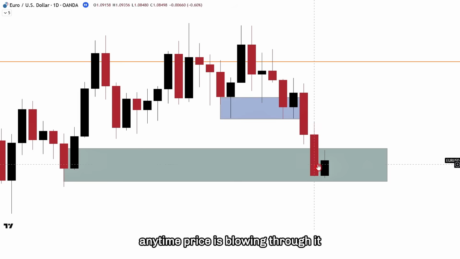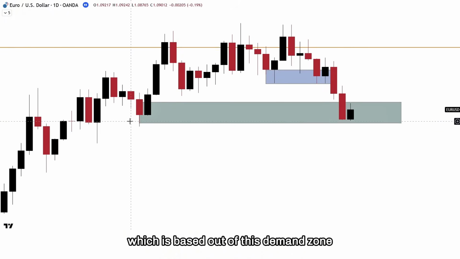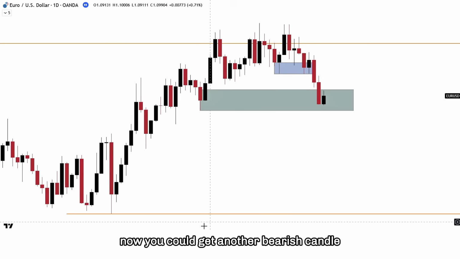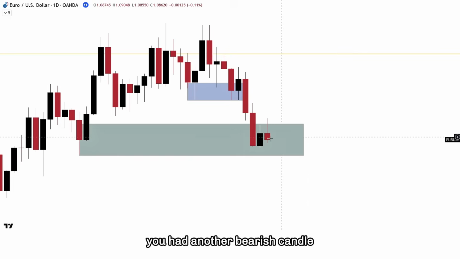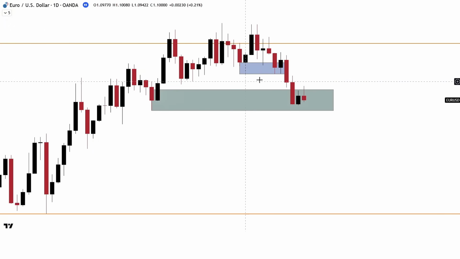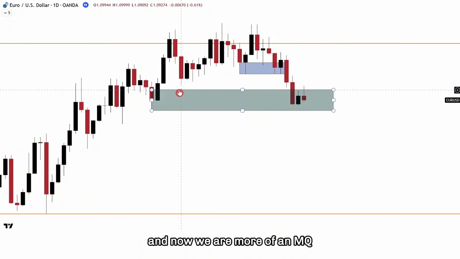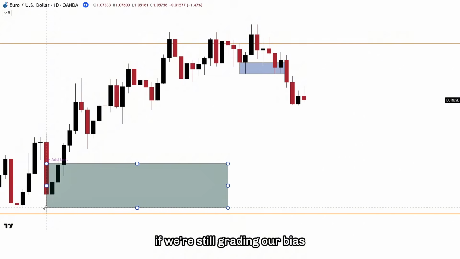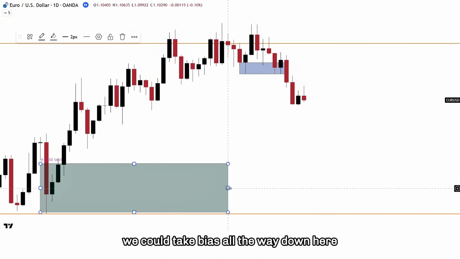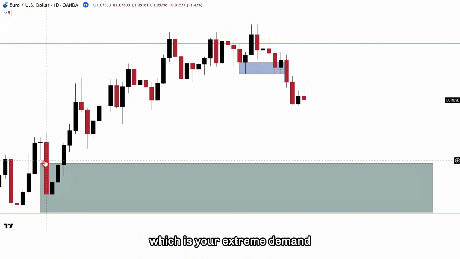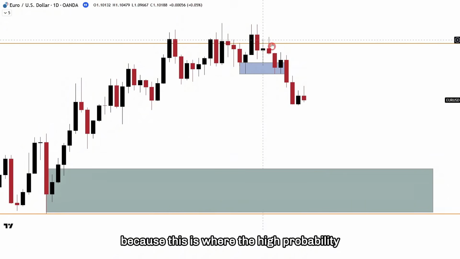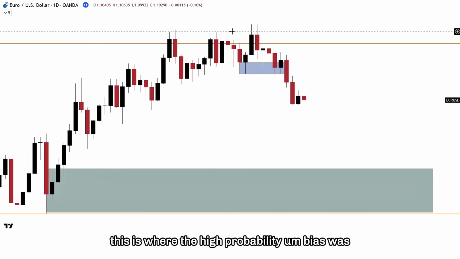Price is blowing through it. You had another pullback, which is based out of this demand zone. Now you could get another bearish candle. You had another bearish candle. And now we are more at an MQ. If we're still grading our bias, we could take price all the way down here, which is your extreme demand. But at the same time, your probabilities did go down because this is where the high probability bias was.